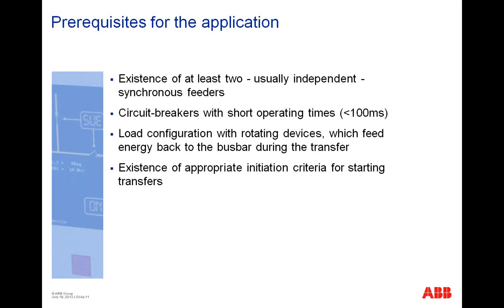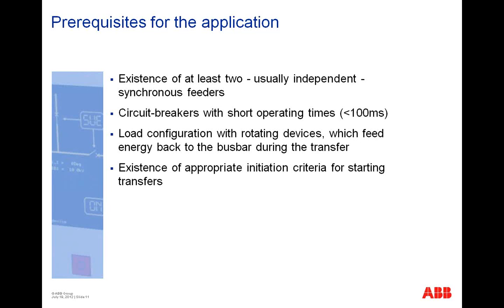State-of-the-art breakers today need maybe 50, 55, 60 milliseconds for opening, and for closing maybe 10 milliseconds more, meaning 60, 65, 70 milliseconds. The circuit breaker is state-of-the-art since the last 20 years. Also older breakers could have very fast times below 100 milliseconds. That's necessary. If you have a very slow breaker, then it makes no sense to have a high-speed transfer device.